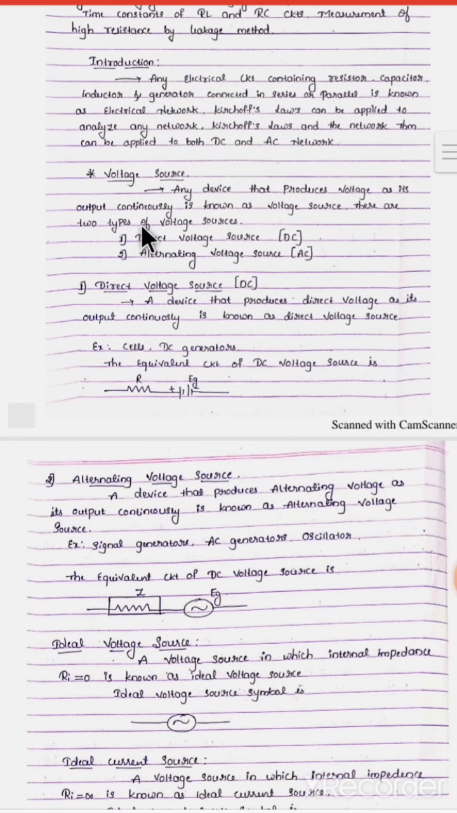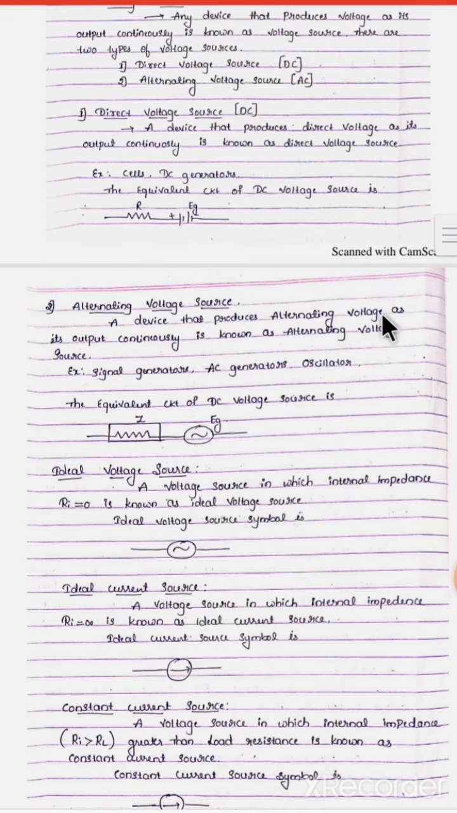So what do you mean by the voltage source? Any device that produces voltage as its output continuously is known as a voltage source. There are two types: direct voltage source and alternating voltage source. A direct voltage source is any device that produces direct voltage as its output continuously, such as cells and the DC generator. An alternating voltage source produces alternating voltage continuously, such as the signal generator, AC generator and oscillator. The equivalent circuit is Z and EZ.